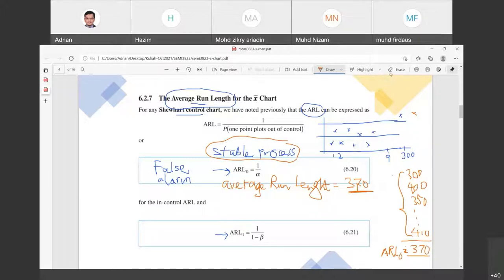Theoretically we can prove it. I go back to our famous normal distribution. Here we have our normal distribution.